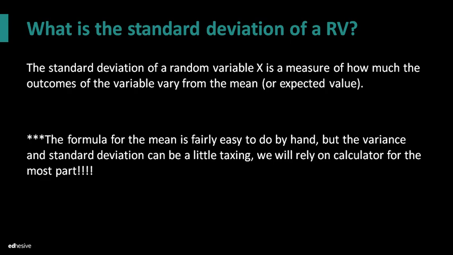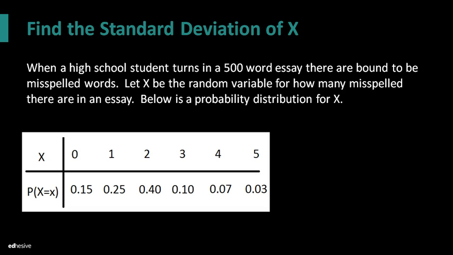Now the formula for the mean is very easy to do. I mean, multiply, multiply, multiply, and add. The formula for mean is very easy, as I showed you on the calculator. But the variance and standard deviation can be a little bit taxing and time consuming, so we will rely on our calculator for the most part.